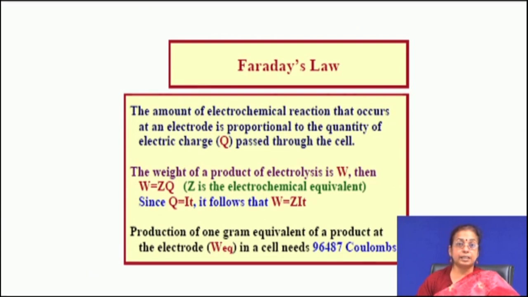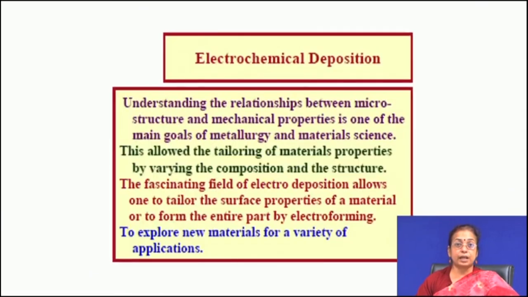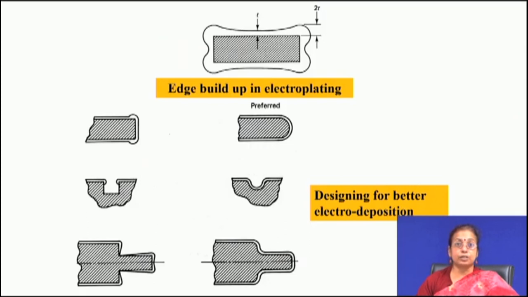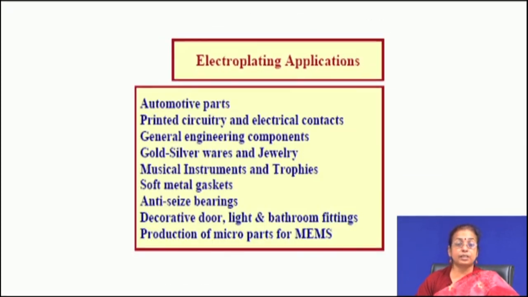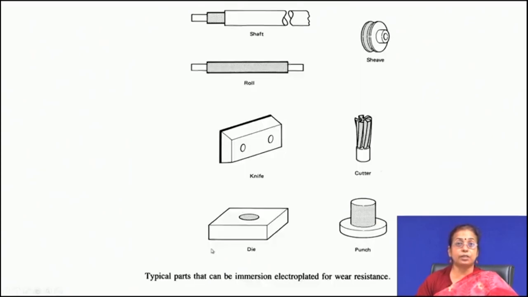In real condition, there are several factors which play an important role and which reduce the kinetics of the electro deposition process. Now, if you quickly go through the application of electroplating, it is mostly applied for aesthetic appearance enhancement. It can also be applied for coating for corrosion resistance application, for wear resistance application, and for development of micro parts for MEMS.